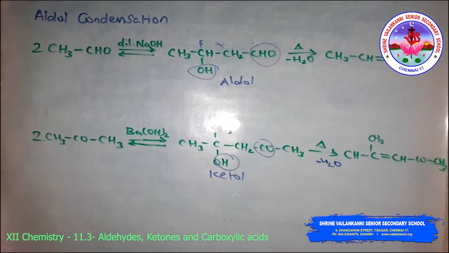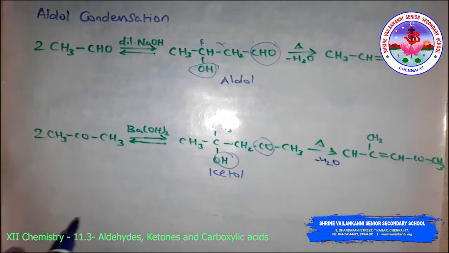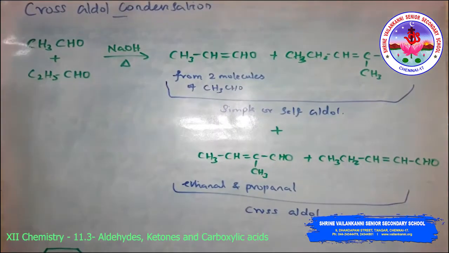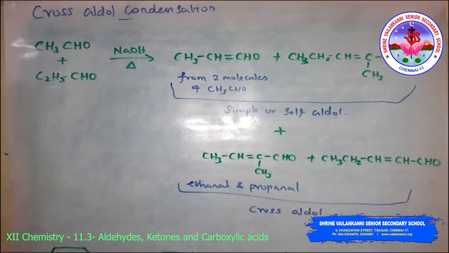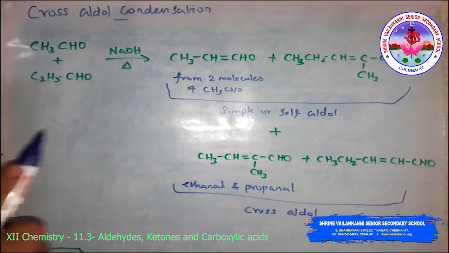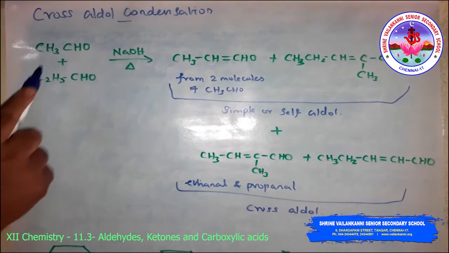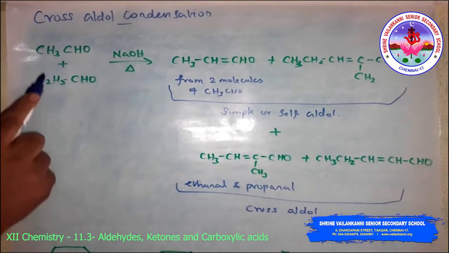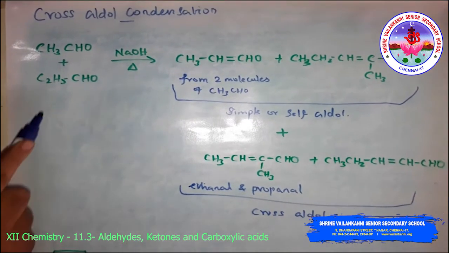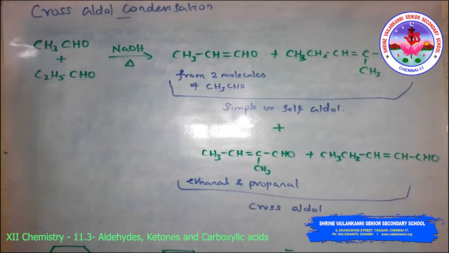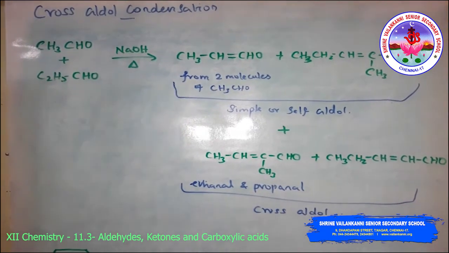Okay. Then the cross aldol condensation reaction. The cross aldol reaction is when aldol condensation is carried out between two different aldehydes. Look at this, this is one aldehyde and this is another aldehyde. So these are two different aldehydes or different ketones. It is called a cross aldol condensation reaction.